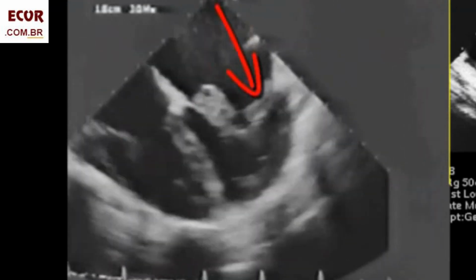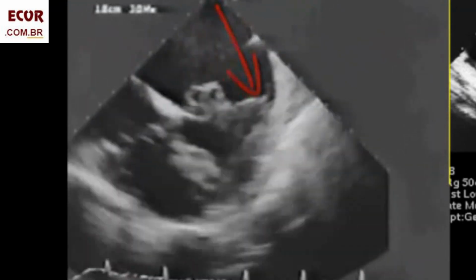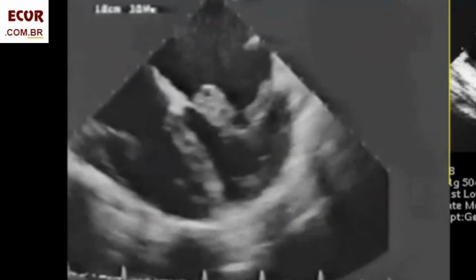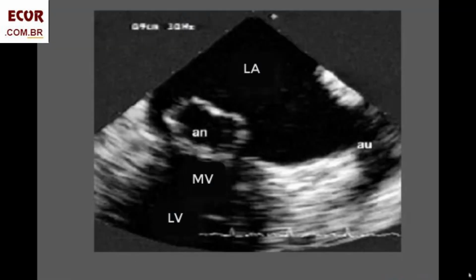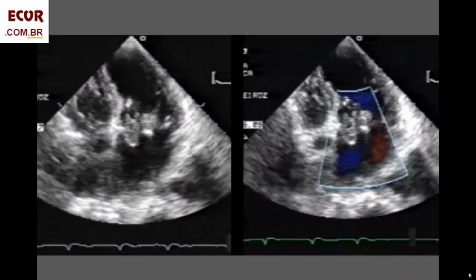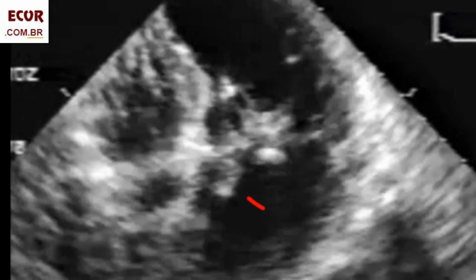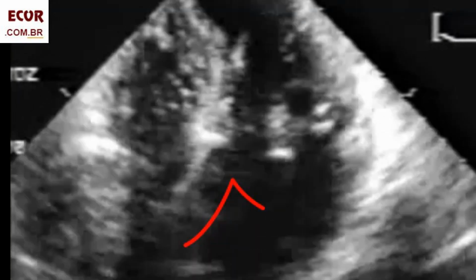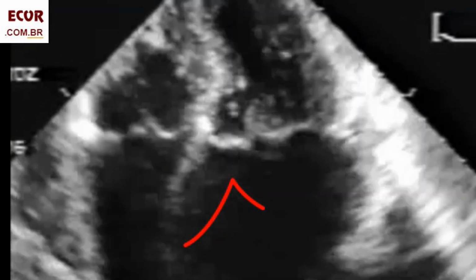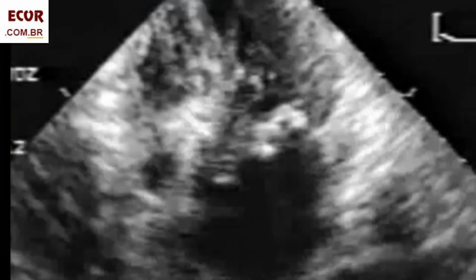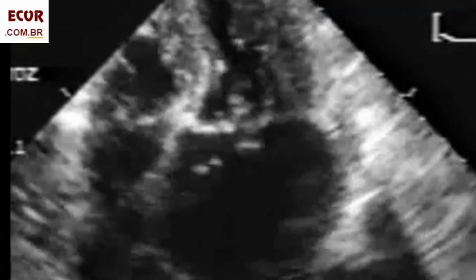Notice here that there is another abscess, yet solid, being formed in the posterior leaflet of the mitral valve. Another example. Notice that it is not a rare situation. Look at this case. The anterior leaflet of the mitral valve seems to be prolapsing, but at close inspection, you notice that it is an abscess with a fistula to the left atrium.